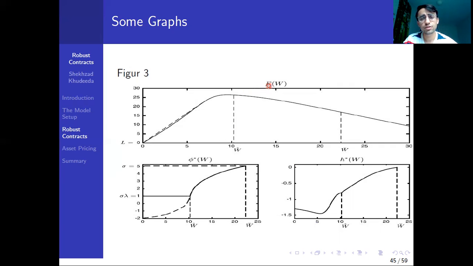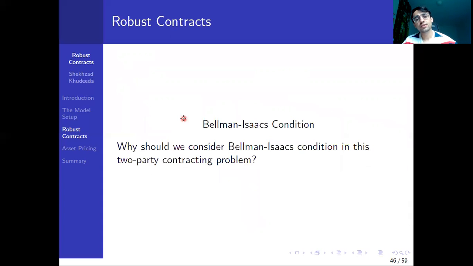The principal value function is subject to the continuation value, optimal sensitivity, and worst case density generator for robust contracting with the agent. As we see, the value function may be concave in this region. So we will now consider a Bellman-Isaacs condition. Why should we consider this condition in our model?